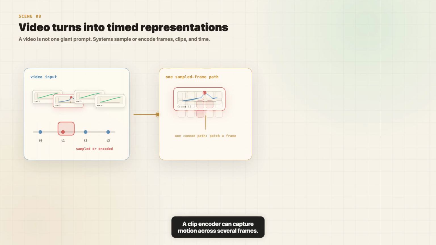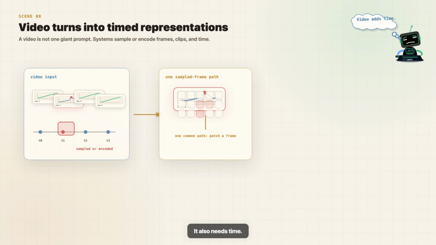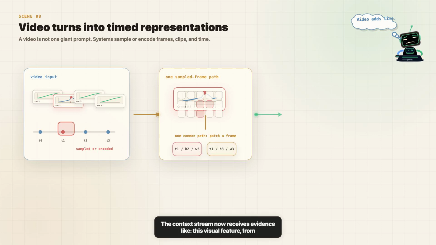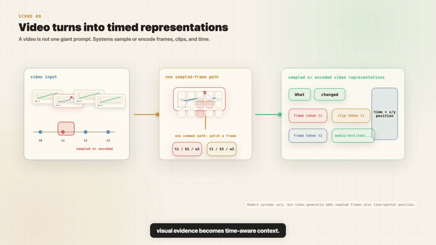Either way, the representation needs more than X and Y position. It also needs time. The context stream now receives evidence like this visual feature from this frame or clip at this position around this moment. That is the bridge from video to an LLM. Sampled or encoded visual evidence becomes time-aware context.